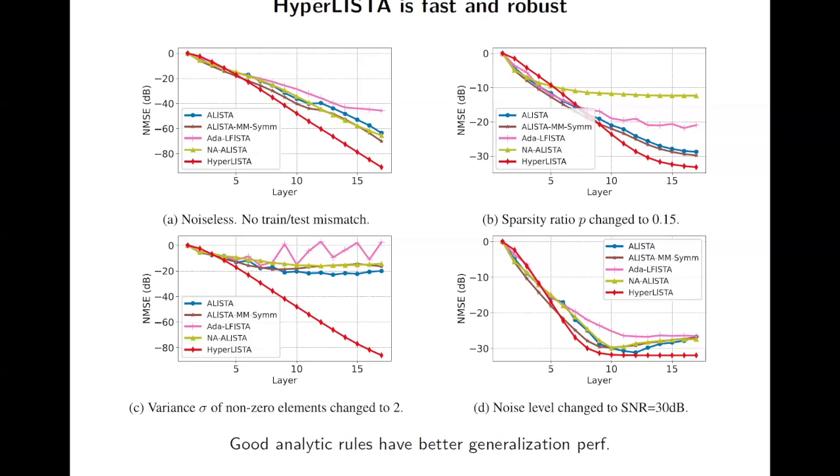We even did some experiments where there's a mismatch between the training set and testing set, and they follow different distributions. In the first one, the training and testing are matched, but for the other three, we change the distribution of the testing set and it works well.